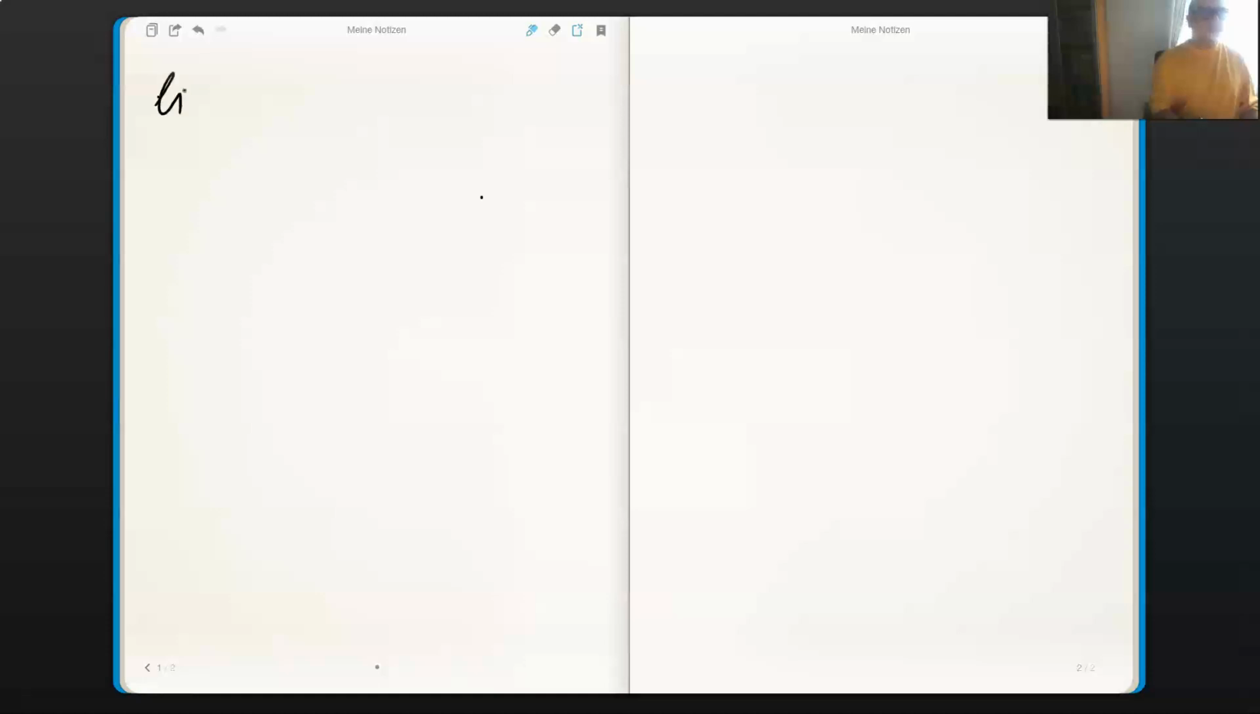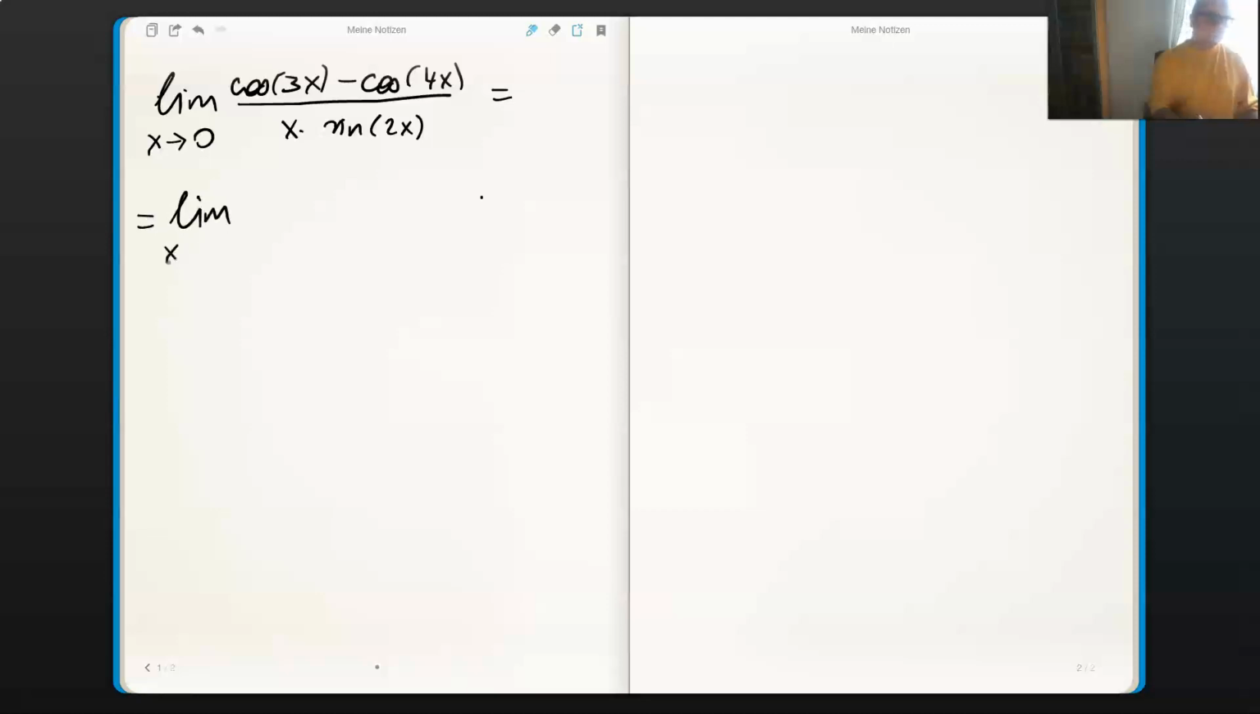So we have a limit: x is approaching 0. We are having the cosine of 3x minus the cosine of 4x divided over x times the sine of 2x. And in one of my previous videos on trigonometry, I was explaining some formulas with the cosine and sine of sum and difference of two values, and we're applying them here.